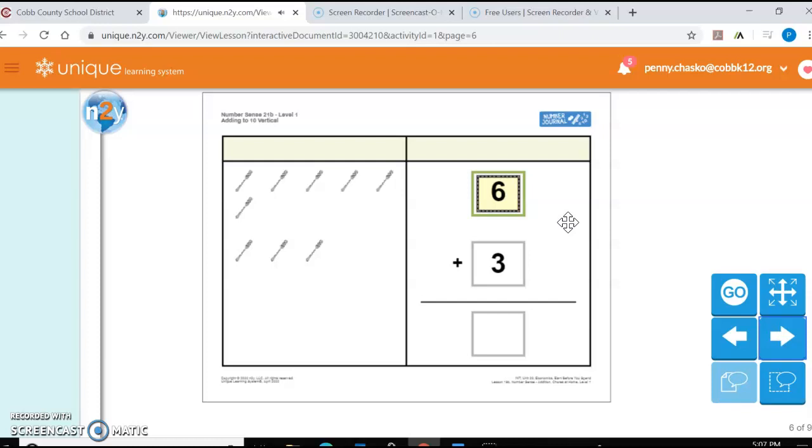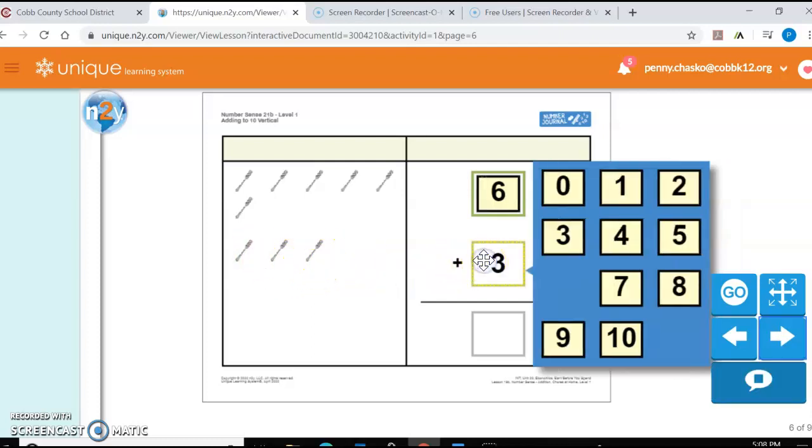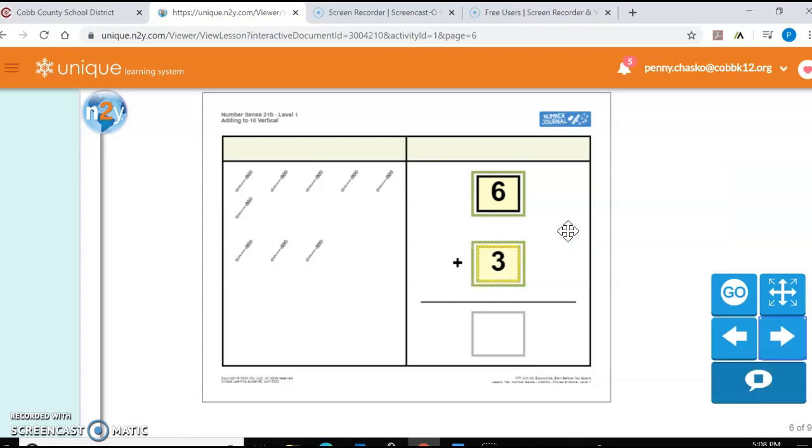6. So we have 6. So we have some, which is 6. And now we're going to have some more. 1, 2, 3. So how many more do we have? 1, 2, 3. I'm going to find the number that's the same. 6 plus 3. That's right. So I had my original 6 plus 3. 6 plus 3 equals how many?